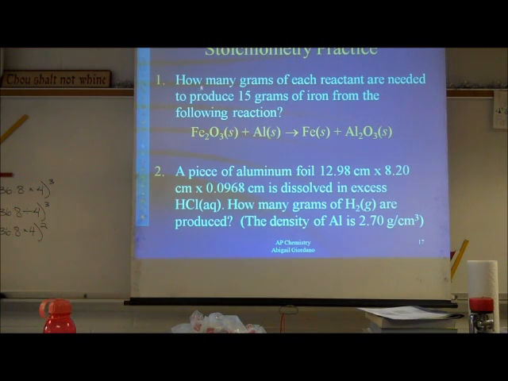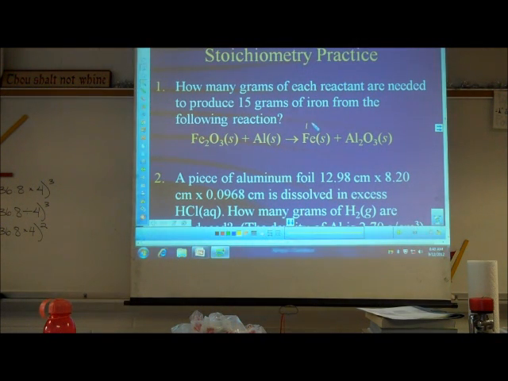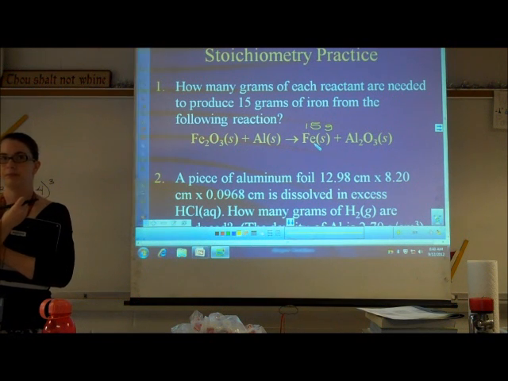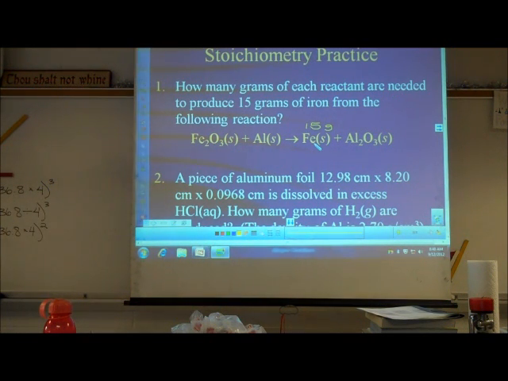Number one says, how many grams of each reactant are needed to produce 15 grams of iron from the following reaction? So folks, 15 grams of iron is my given information. My unknown, in this particular problem, is actually two problems in one.